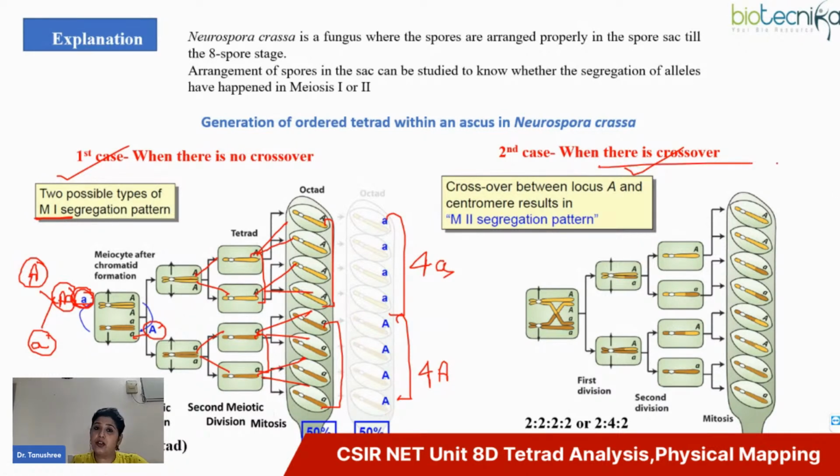However, when there is a crossing over, we are considering only one allele here, right? Allele A. So with respect to what is crossing over happening, we take the centromere as a reference point. So we say that when crossing over is happening, it happened between locus A and the centromere. And specifically, when there is a crossover, we say that the segregation of alleles happens during meiosis 2. That is M2 segregation pattern.